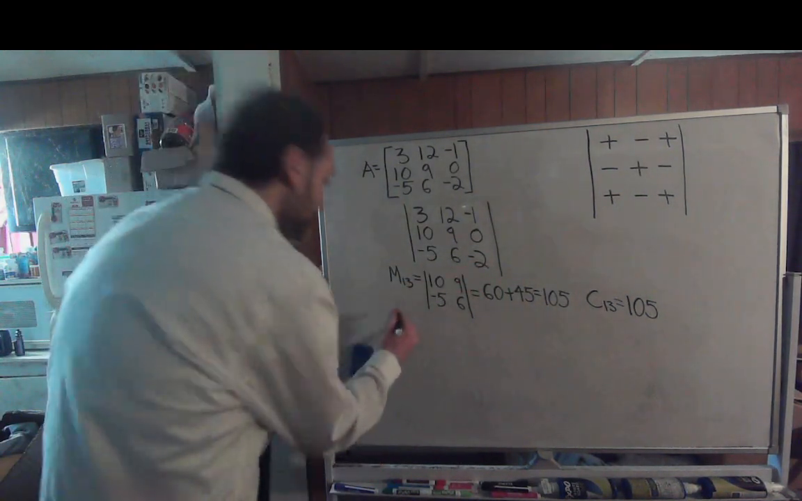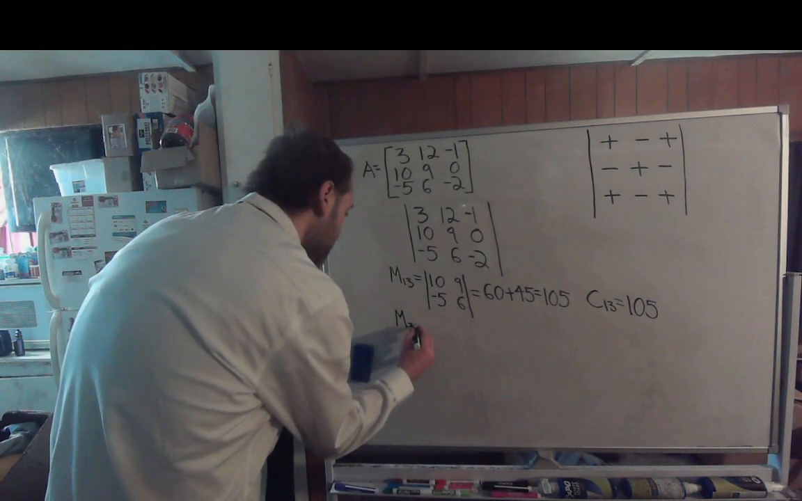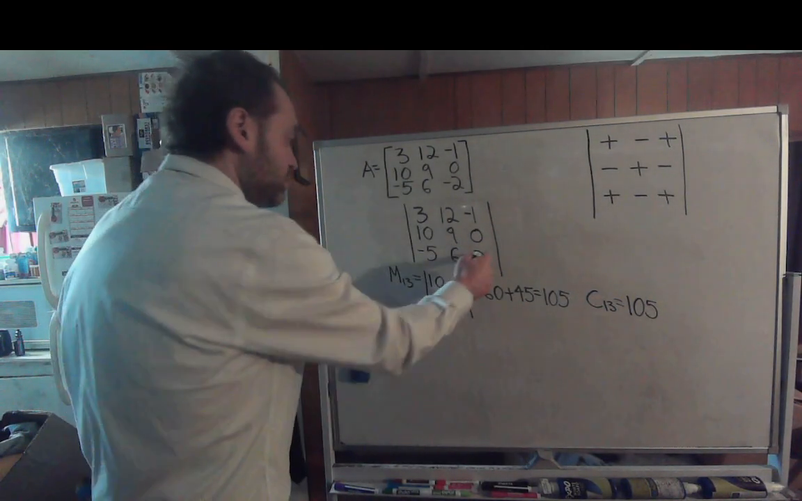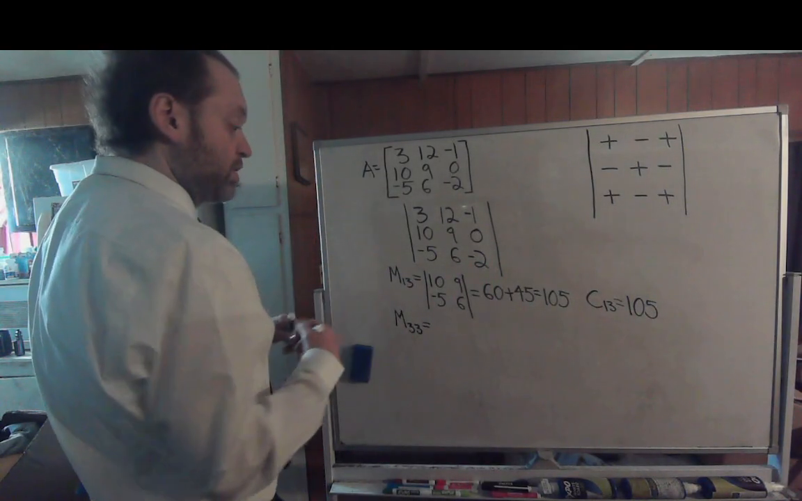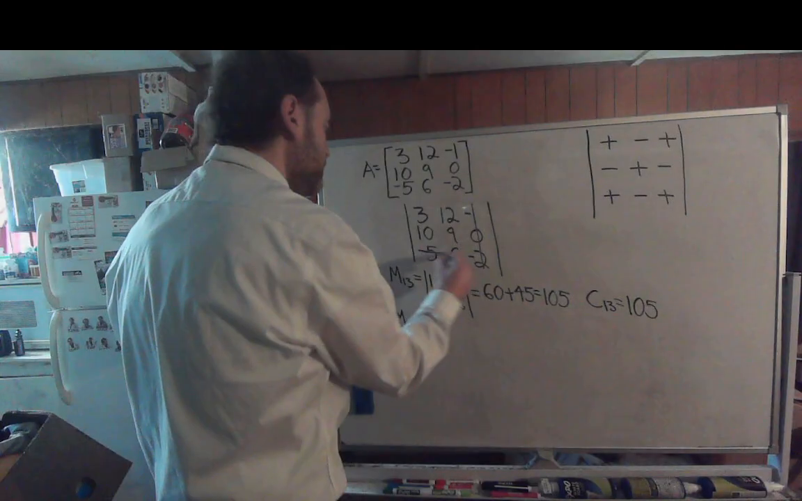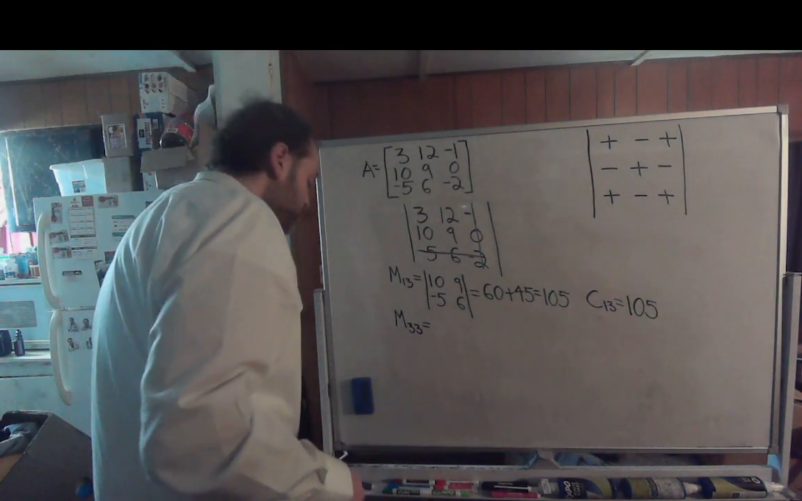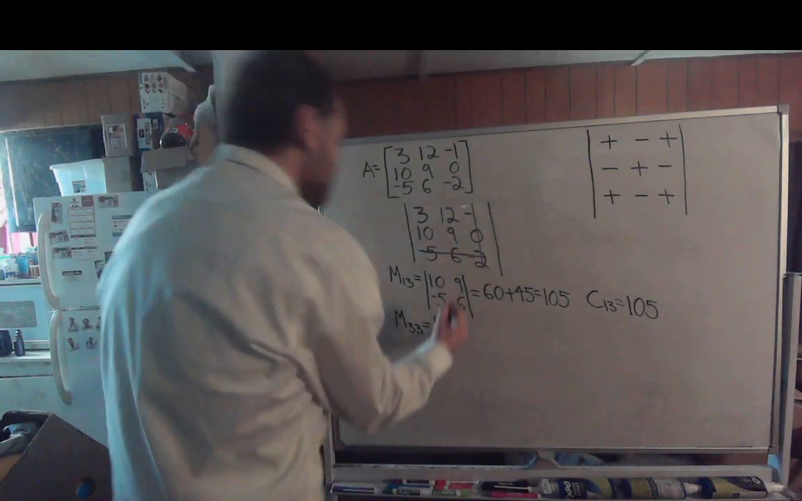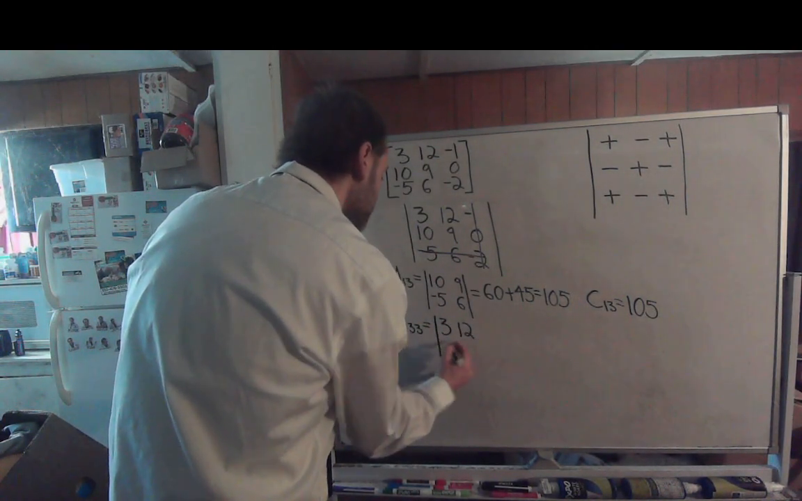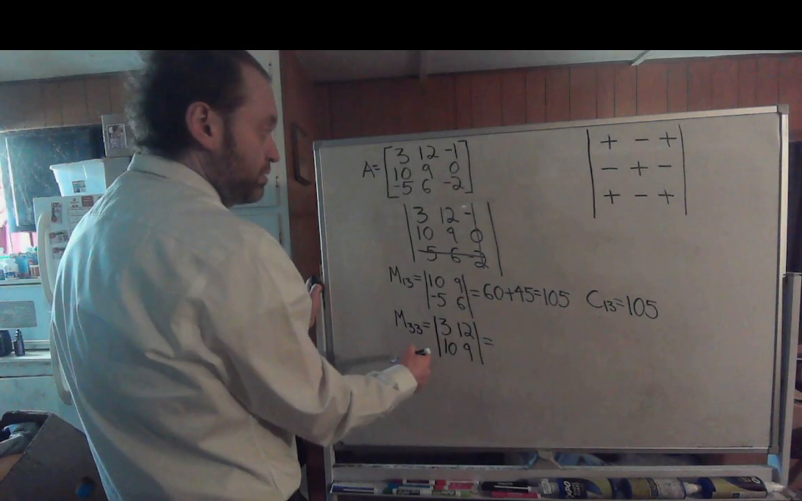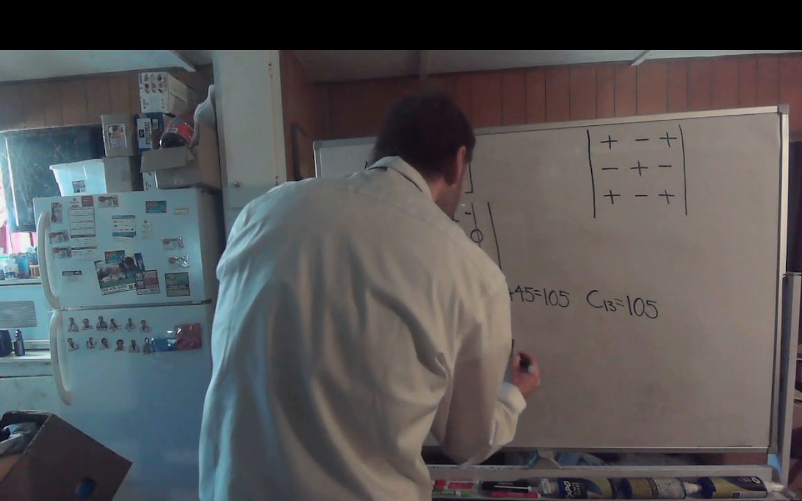This will be actually minor 3, 3, because this denotes the third row, third column. So we're going to deal with where that coefficient of -2 is, but we're not going to yet multiply by it. So strike out the column and the row that it's in, and then you should end up getting the determinant of what's left for your minor. So the determinant of 3, 12, 10, and 9. So let's see, that determinant would be 3 times 9 is 27, minus 12 times 10, that'd be minus 120.